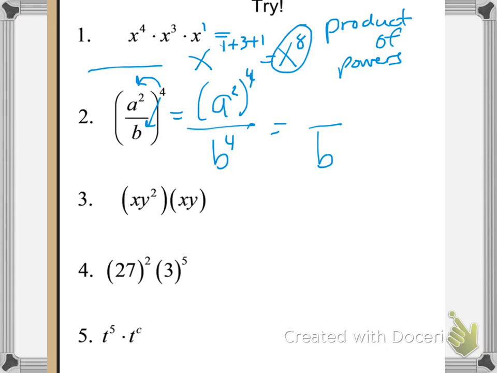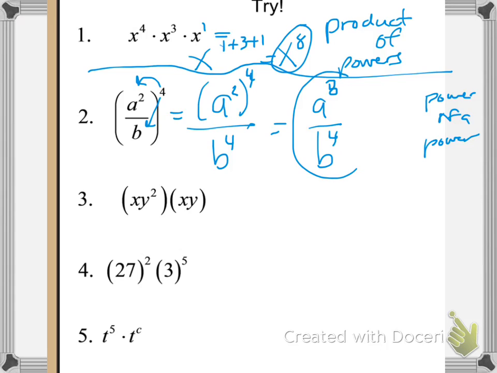Let's clean up the numerator here. So the numerator is a squared to the 4th, and that's our power of a power rule. Okay, and so we keep the base of a, and we multiply the 2 exponents together. So we have a to the 8th over b to the 4th, and there's nothing you can cancel here. That's just as far as we can go.